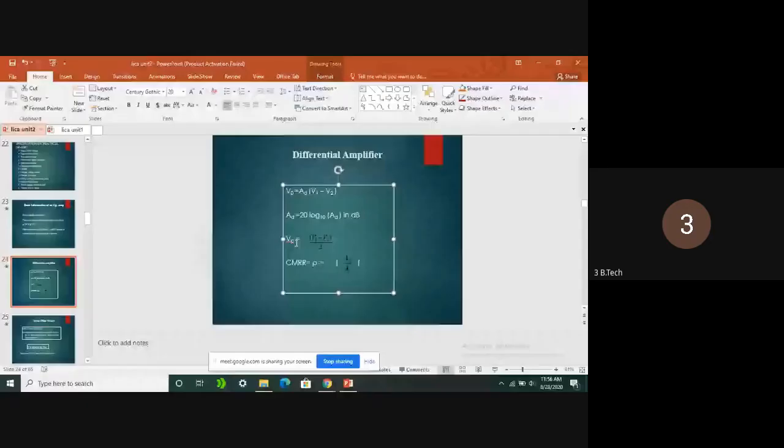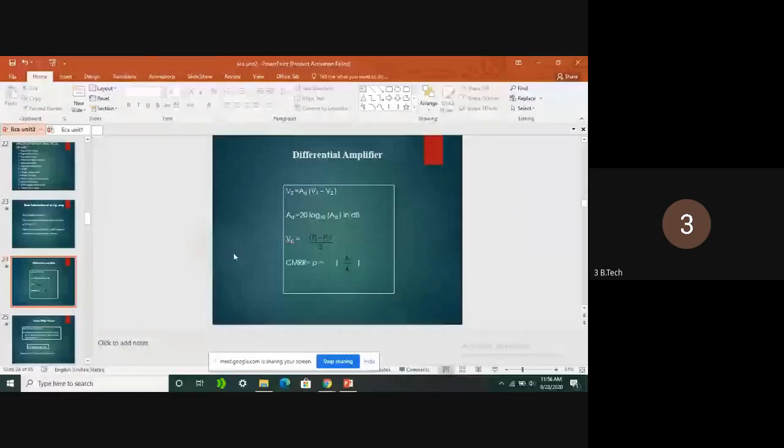How to calculate? We have already seen this one also, CMRR, the common mode rejection ratio, which is nothing but the gain in differential mode divided by the gain in common mode. Common mode output is proportional to V1 plus V2 by 2. Is that clear? This we have discussed earlier.